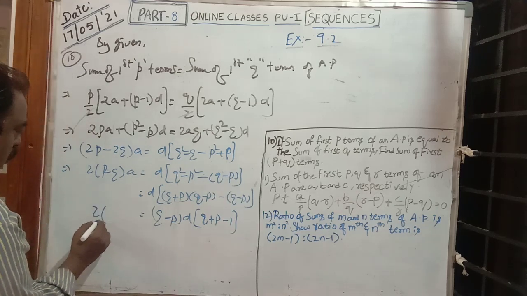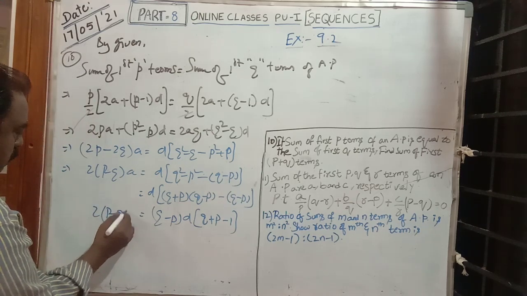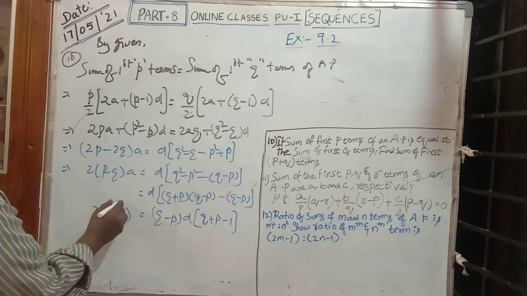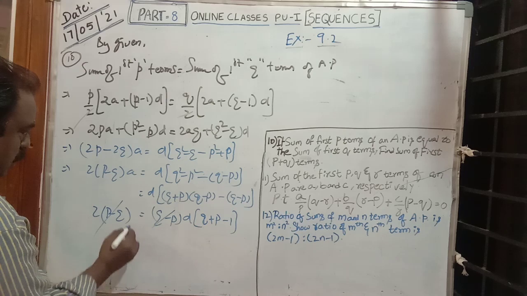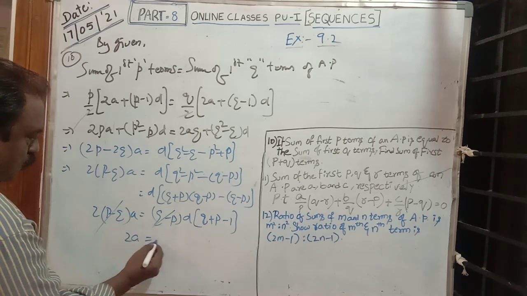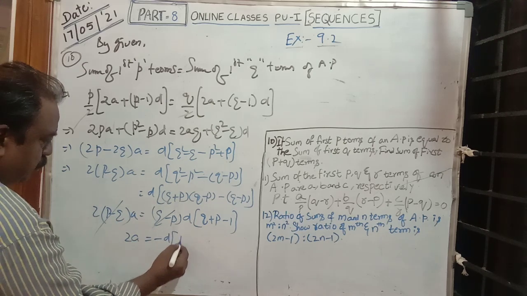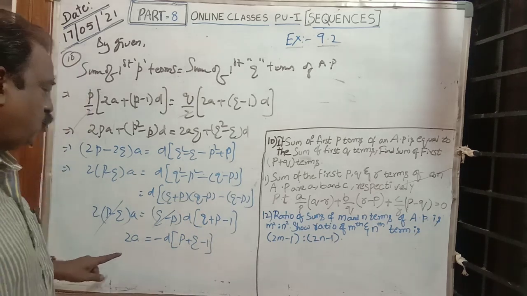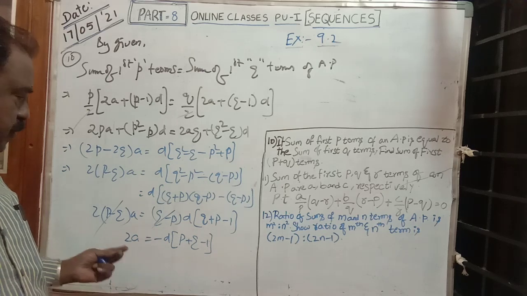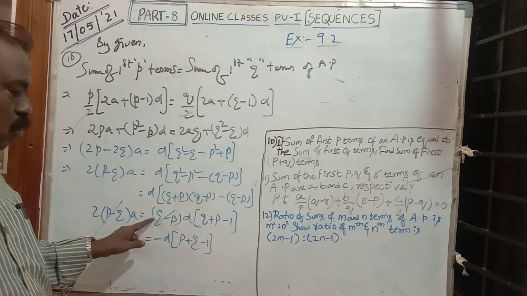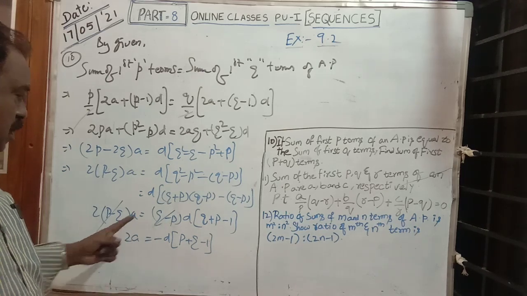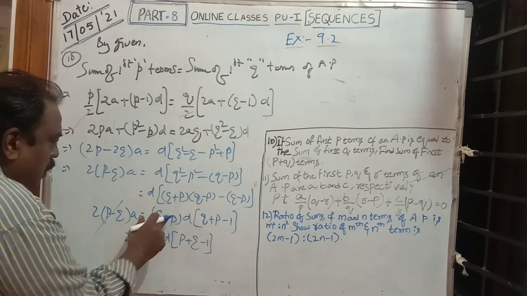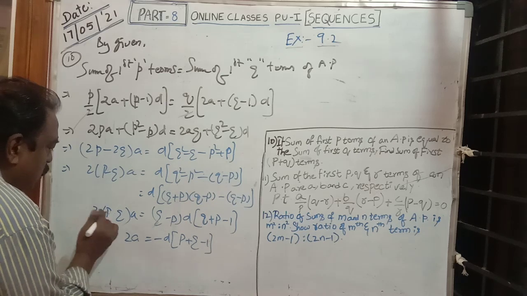Here it is 2 of p minus q, but here it is q minus p. If it cancels, a is there. 2a is equal to minus d of p plus q minus 1. Don't confuse with a minus d. It is important. Actually p minus q and q minus p will cancel, no. We have to change it. Because you may get some doubt, I will change it.